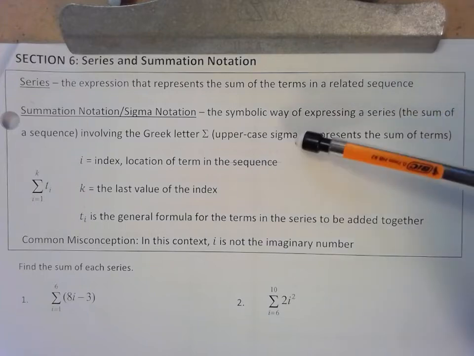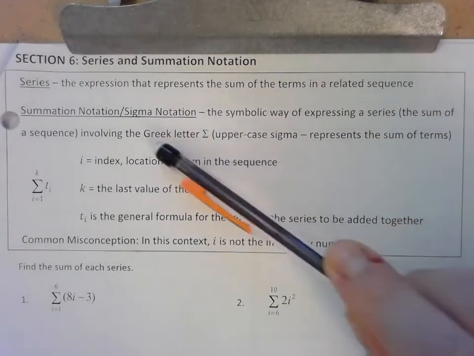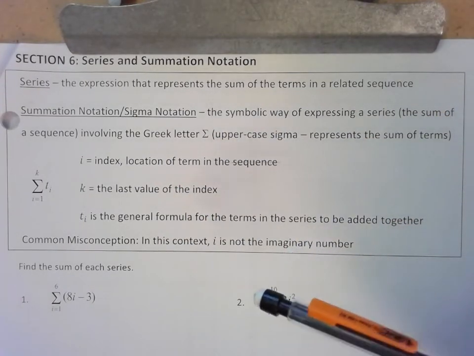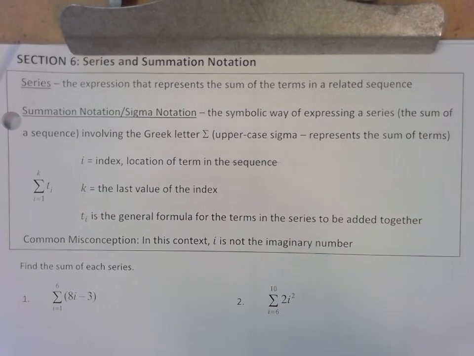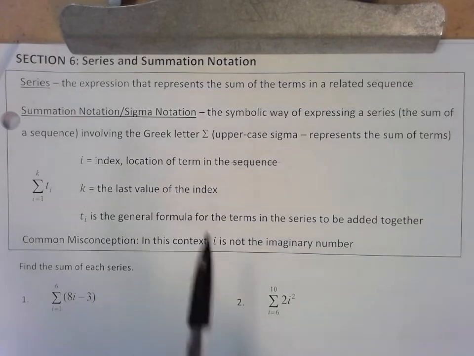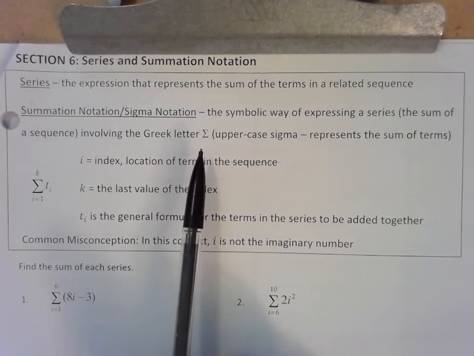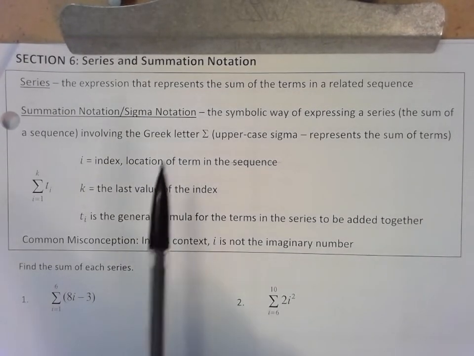We call this sigma notation because it uses the capital Greek letter sigma. We learned about the lowercase sigma last chapter in chapter 6, which represented standard deviation. This uppercase sigma means we're going to add together the terms in our series. So it works like this.